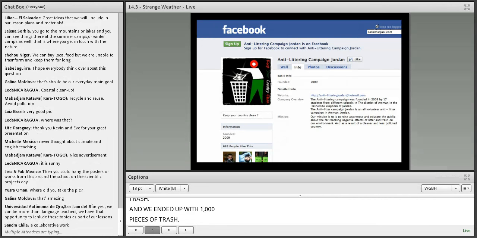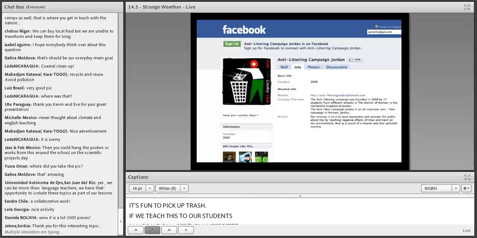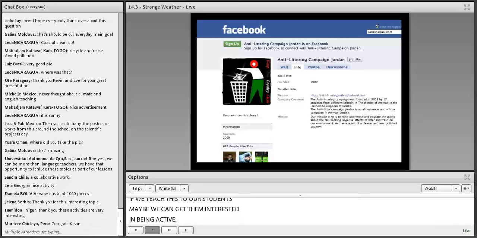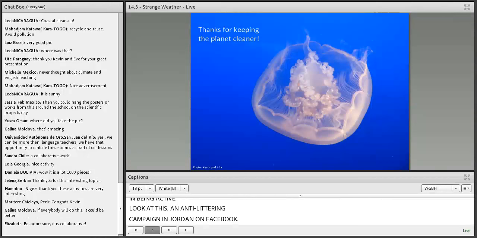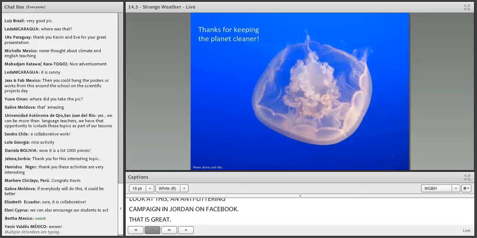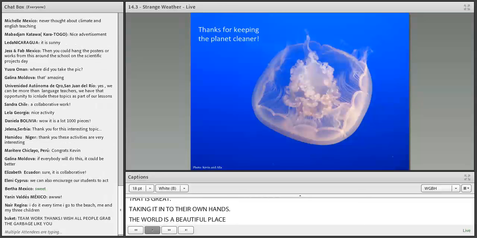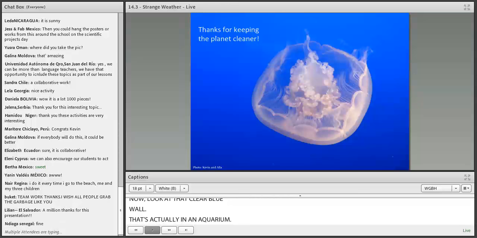And if we teach this to our students, maybe we can get them interested in being active. Look at this. An anti-littering campaign in Jordan on Facebook. That is great. Taking it into their own hands. The world is a beautiful place now. Look at that clear blue water. Now that's actually in an aquarium, but we want to keep the planet clean and cleaner than it is now.